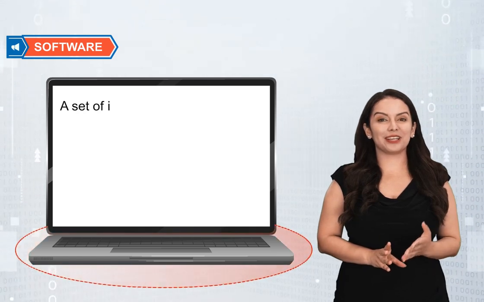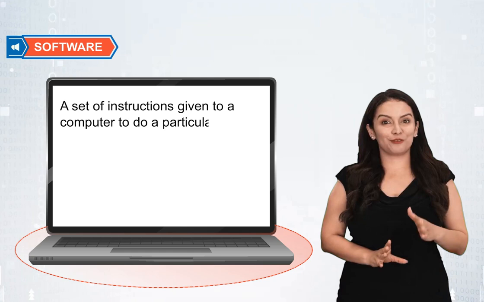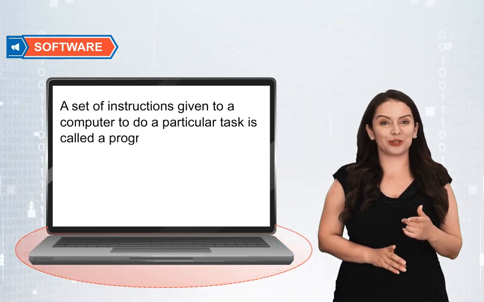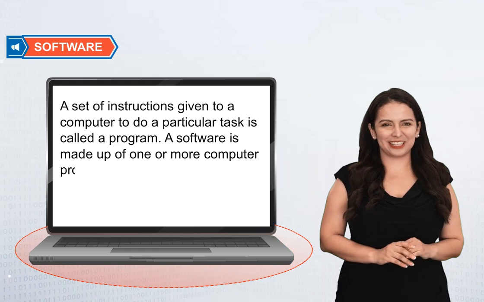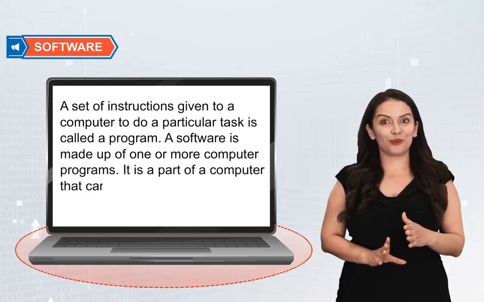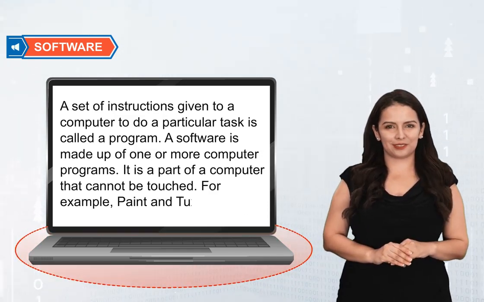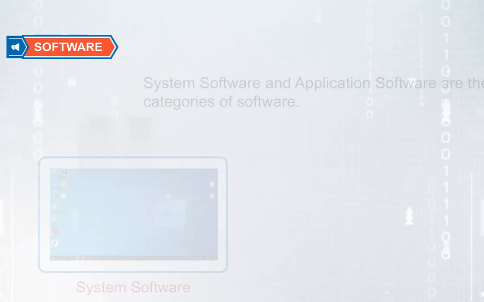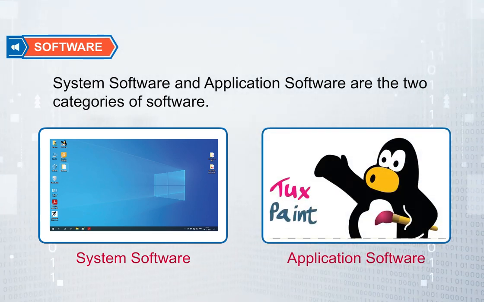Software. A set of instructions given to a computer to do a particular task is called a program. A software is made up of one or more computer programs. It is a part of a computer that cannot be touched. For example, Paint and TuxPaint app. System software and application software are the two categories of software.